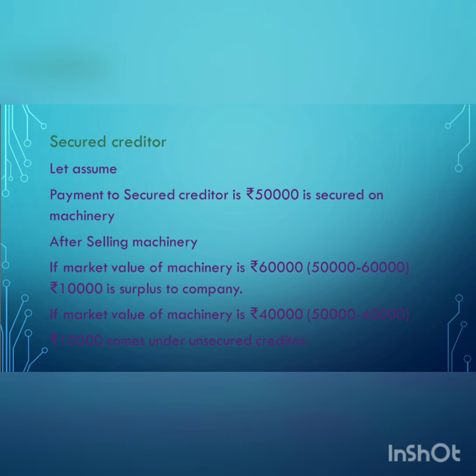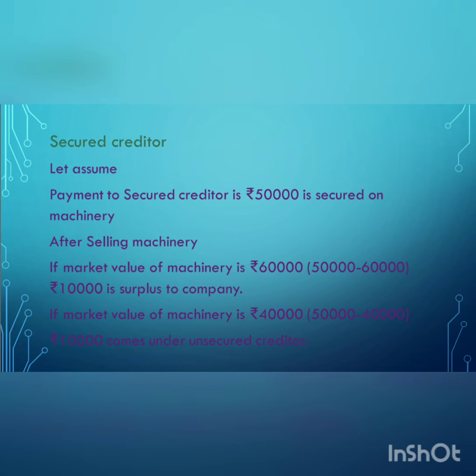Let's take an example. The payment to a secured creditor is rupees 50,000, which is secured on machinery. After selling the machinery at market value, if the market value is rupees 60,000, the payment to be made to the creditor is rupees 50,000. The excess rupees 10,000 is the surplus for the company. Only rupees 10,000 comes under the receipt side under the head of receipt from secured creditor.